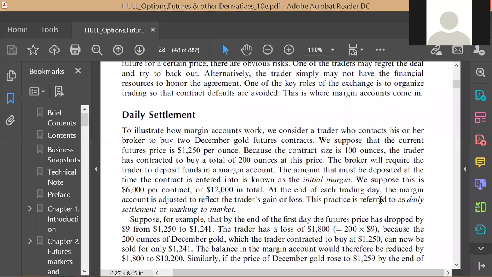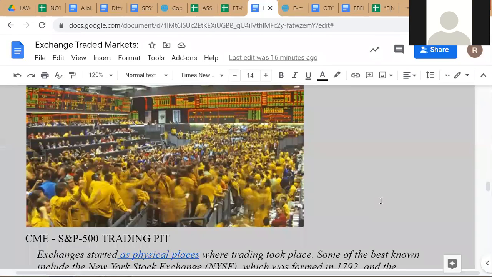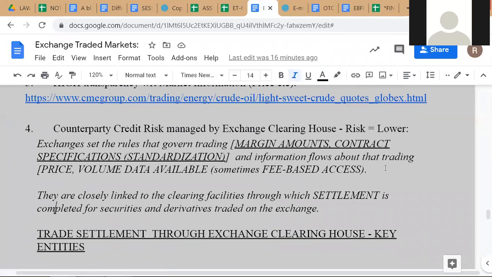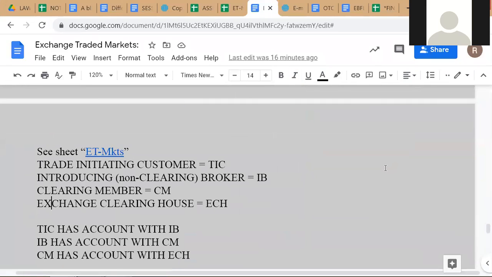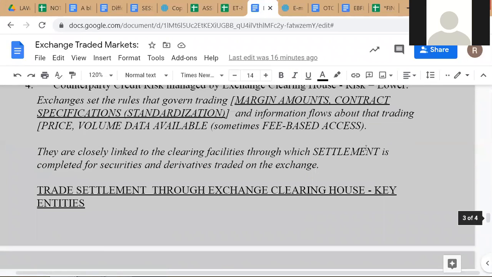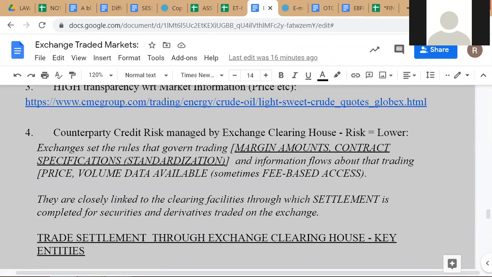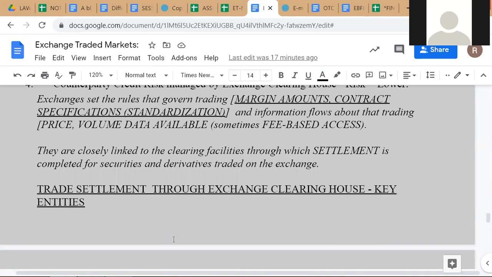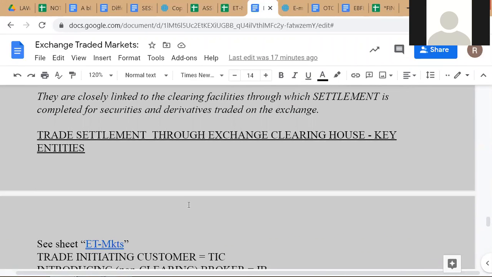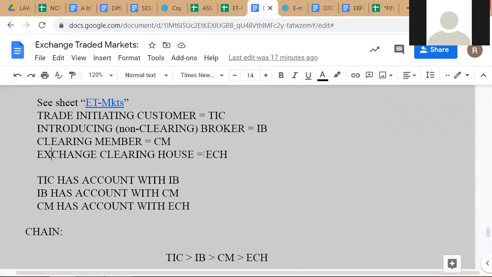Okay, so that's what I've tried to show you here so that you can understand it later on. Exchange traded market. I have sent you to the sheet here, how it works, trade settlement. How is counterparty credit risk being managed by the clearinghouse? Okay, so you can read about all this, margin amounts, contract specs, standardization. We've talked about all that. Okay, how does the trade settlement happen through the exchange? That's what we're trying to understand. So you need to understand the sequence.